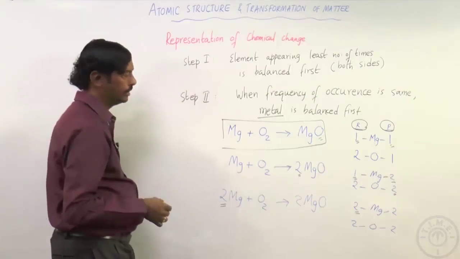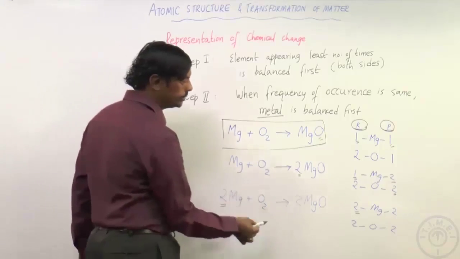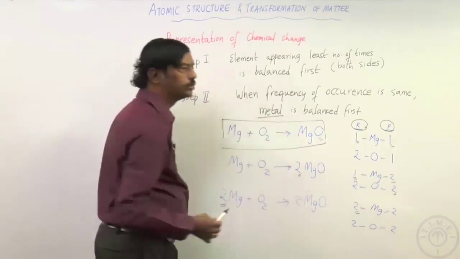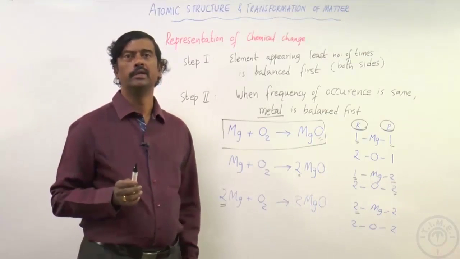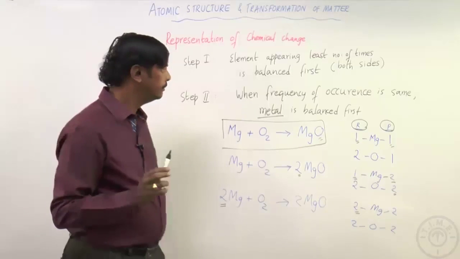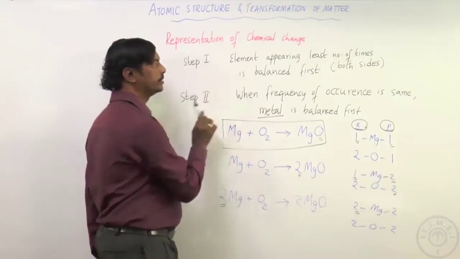So, now look at the reaction. There are 2 magnesiums and 2 oxygens, also 2 magnesiums and 2 oxygens. So, the atoms are accounted. So, that way we have the balance of the reaction. So, what we find is that we have to look at these 2 steps.